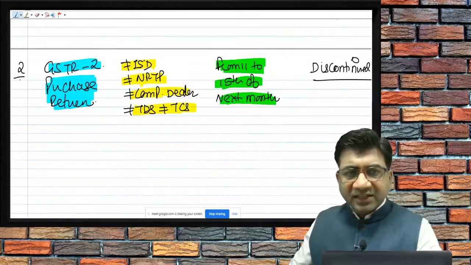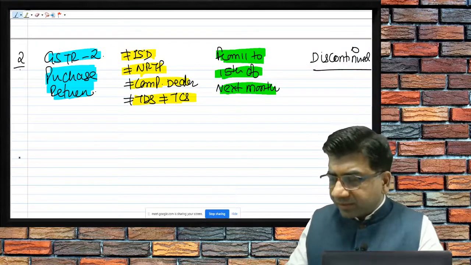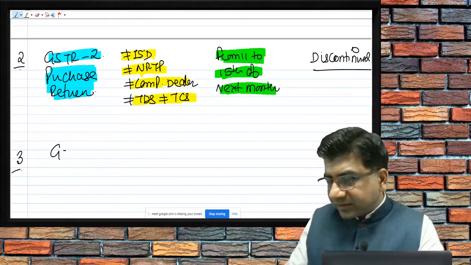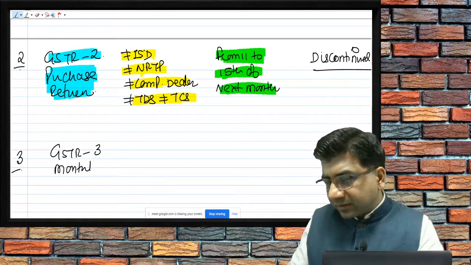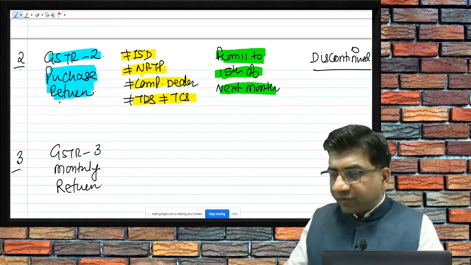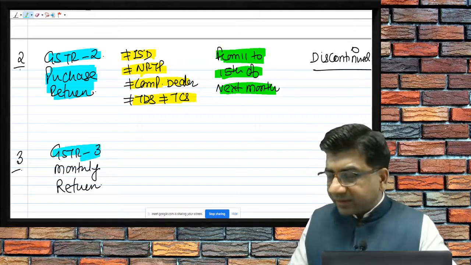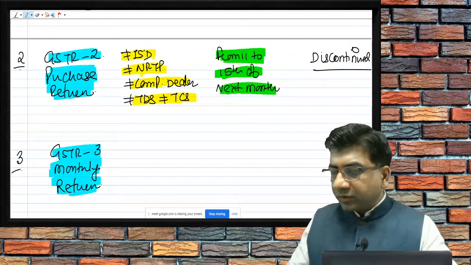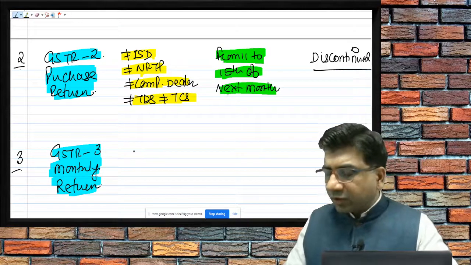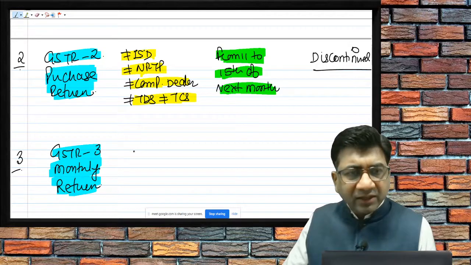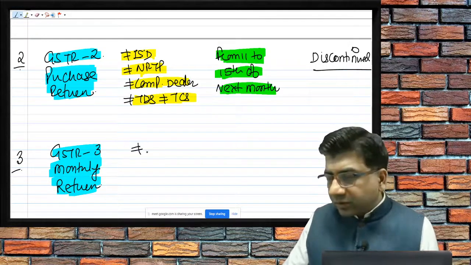Now GSTR3. That was the monthly return. And who will not file the monthly return? Same, exactly the same. Very good. Who is not filing 1, 2, 3? Who is not filing 1, 2? ISD, NRTP.